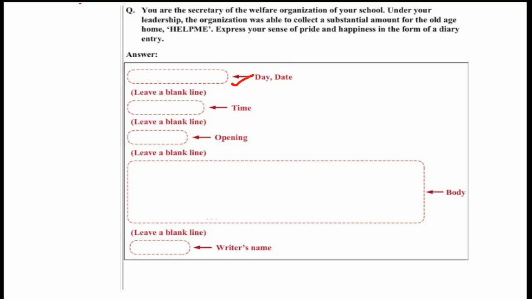Then leave a blank line. One line space should be left. Then write at what time you are writing. Then leave a line. And then opening is important. You have to give respect. So you have to give the salutation like dear diary or dear me, whatever, and then leave a blank, and then you start writing your expression as a first person.